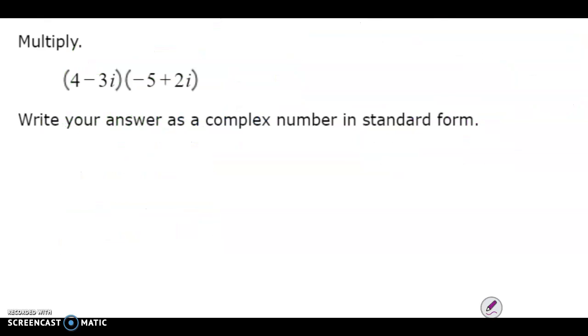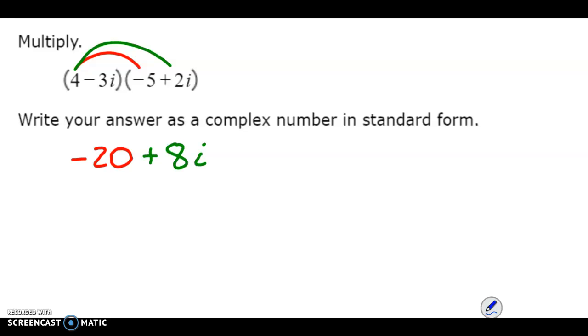So let's look at one more example here. We're going to end up with multiplying these 2 pieces. I like the FOIL method. If you want to do the box method, that's fine. But just to keep this kind of quick for you guys, we'll just go through FOIL here. So my first multiplication is 4 times -5. That's going to give me -20. My second multiplication is the outside. So it's going to be 4 times 2i. That's going to be a +8i.